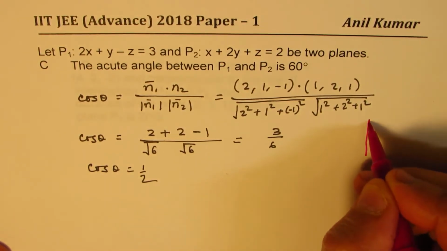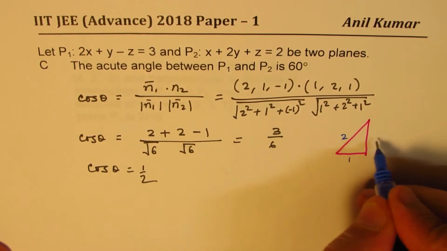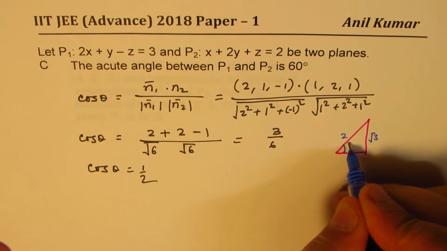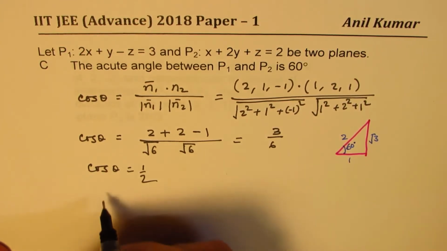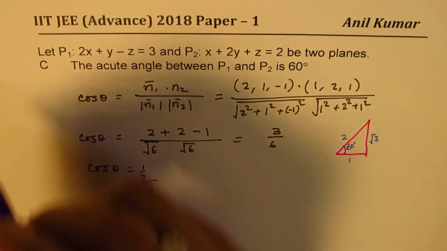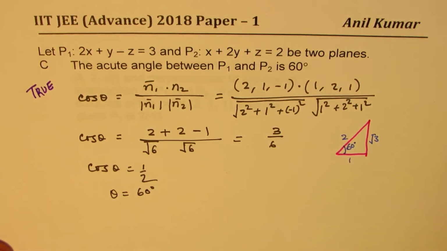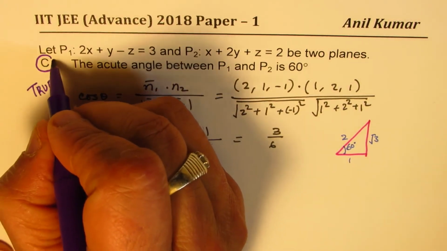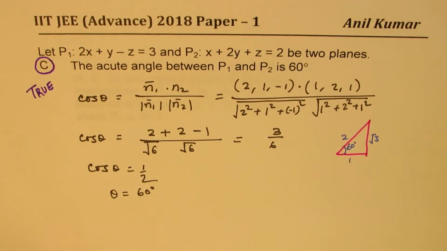Cos theta is half. That means theta is what? Look into your triangle. So the 1, 2, square root 3 triangle. That is 60 degrees. So it is indeed that theta is 60 degrees. So this statement is true. So we have to mark the correct ones. We'll mark C, so that is the correct answer. Now let's look into part D.